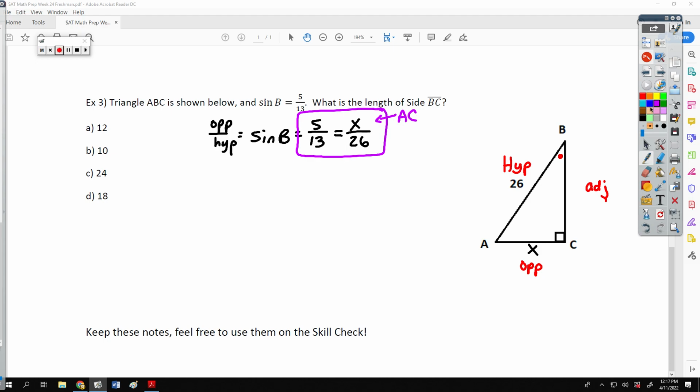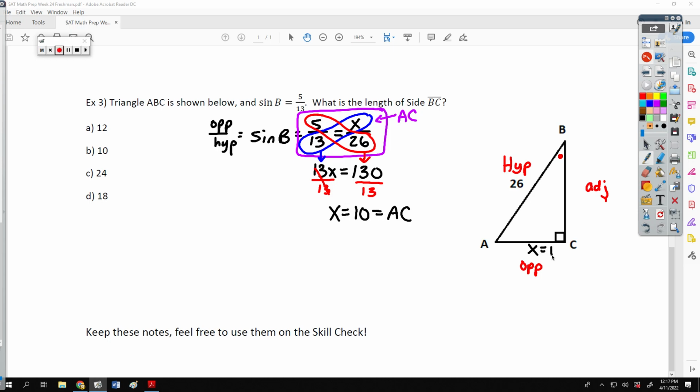I know what you're thinking. Why would I want to do that? Well, if we know 2 of the 3 sides, then we can find the third. So we would take that proportion, we would cross multiply to give us 13x equals 130. Then we would divide by 13, which would give us that x equals 10. Well, that's the length of AC.